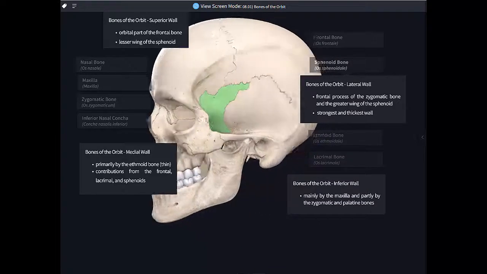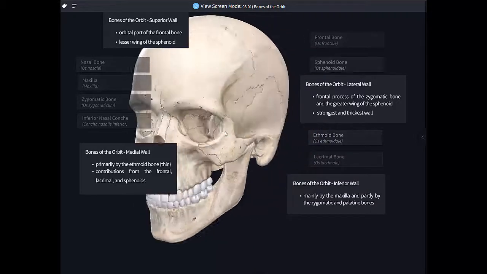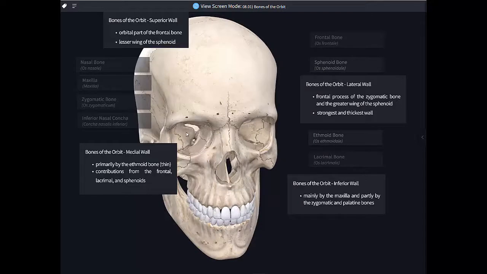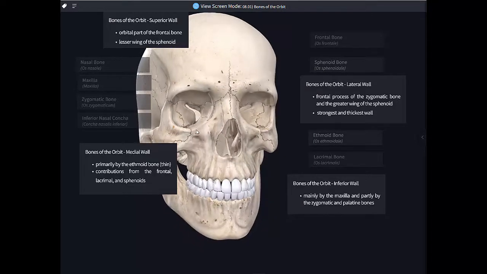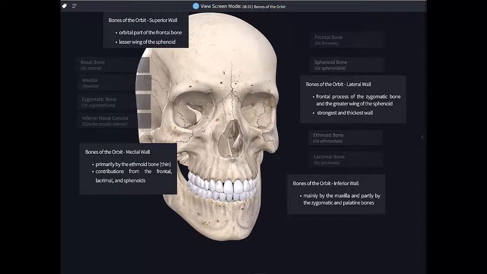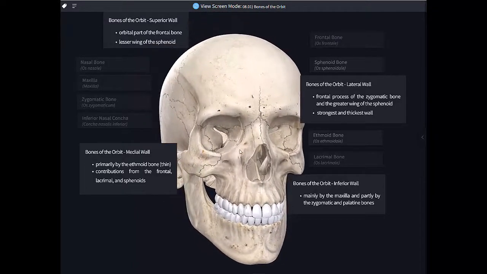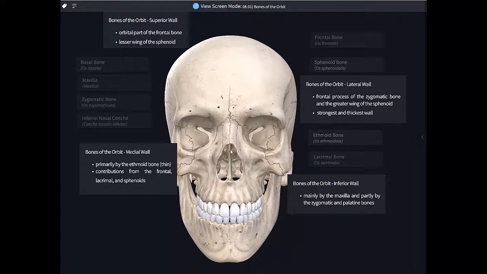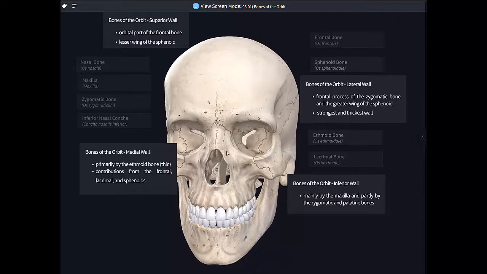And also the greater wing of the sphenoid, which we can see from laterally here, and we can see it right here. And this is the strongest and thickest wall, which, as it's so far lateral, is kind of important because this is the wall that would be exposed to the greatest forces if there's trauma to the orbit.